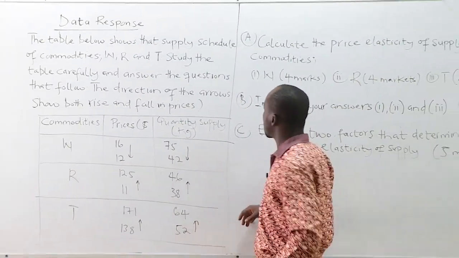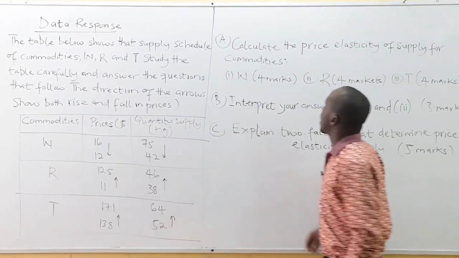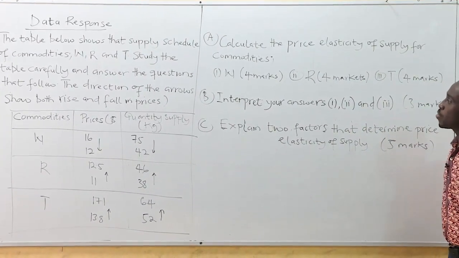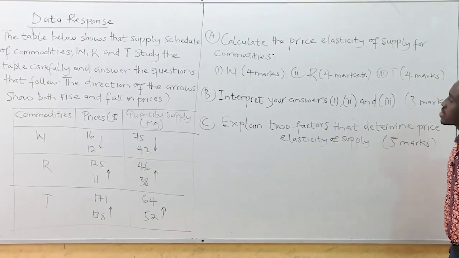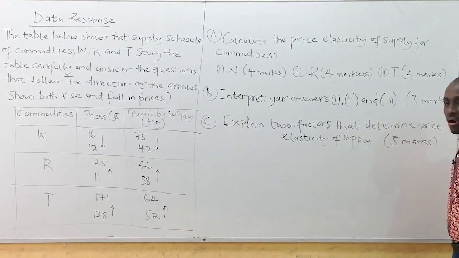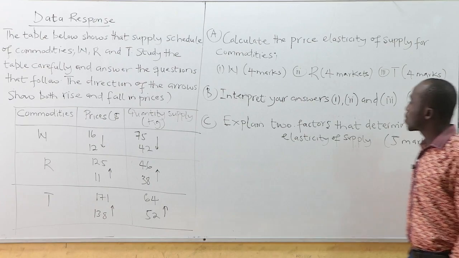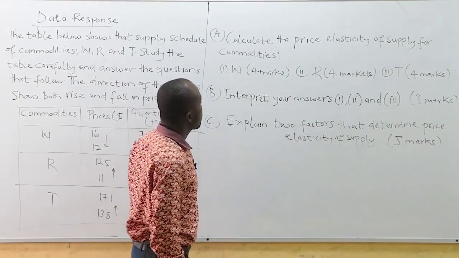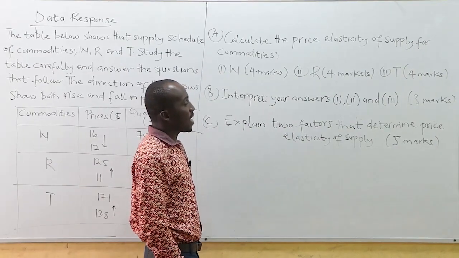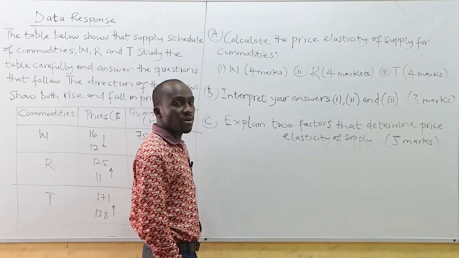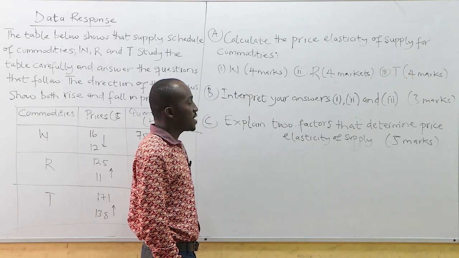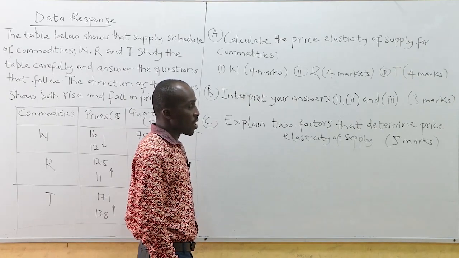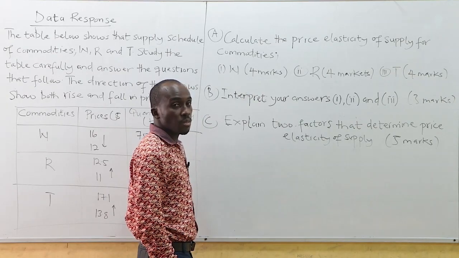Let's go to what the question requires. The question requires that one, calculate the price elasticity of supply for commodities W, 4 marks, R, 4 marks, commodity T, 4 marks. B, interpret your answers in I and II, 3 marks. C, examine 2 factors that determine price elasticity of supply of a commodity, 5 marks.